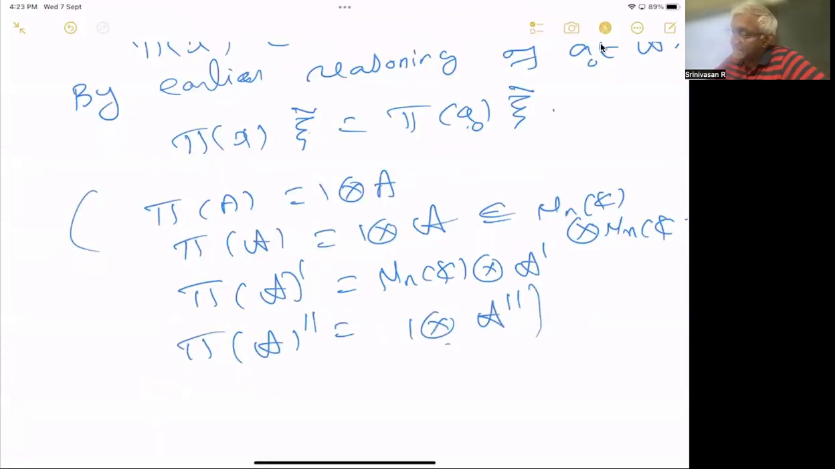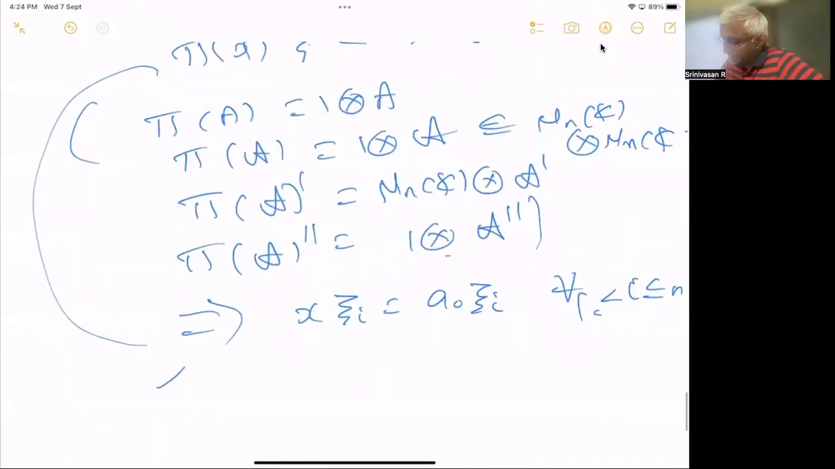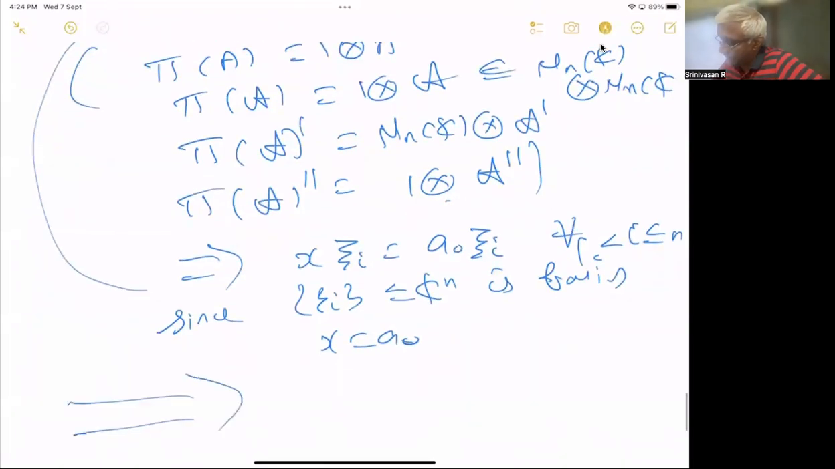Pi of x xi tilde is equal to this. So this implies x acting on xi i equals A naught acting on xi i for all i. But since the xi i form a basis, x equals A naught. That's what we wanted to do. This whole thing implies A is equal to A double commutant.